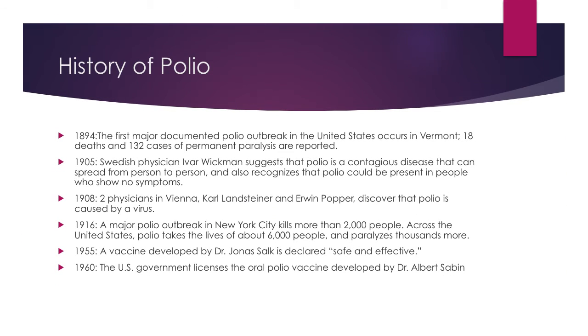So we do have some history, but I'm just going to give a few. The first major documented polio outbreak in the United States occurred in 1894, and then the first vaccine was developed by Salk, which was declared safe and effective in 1955.